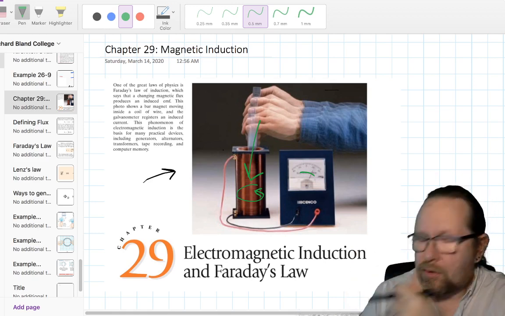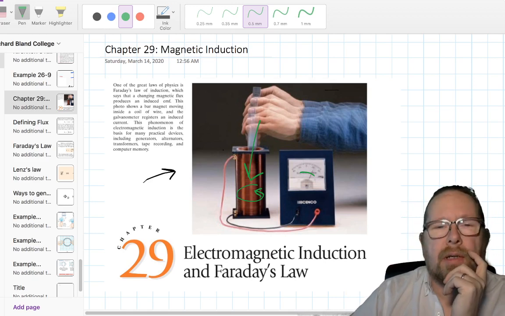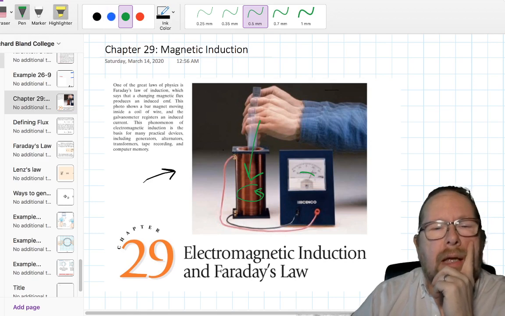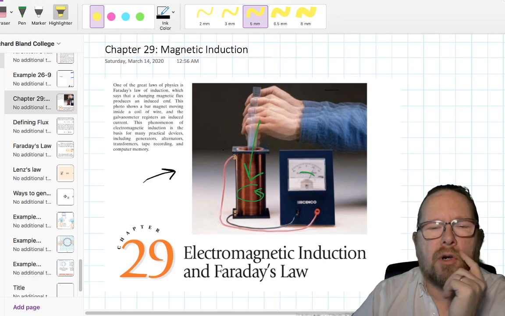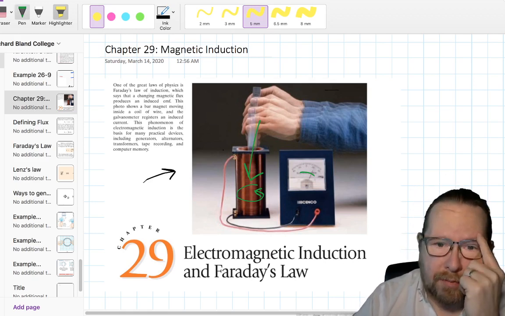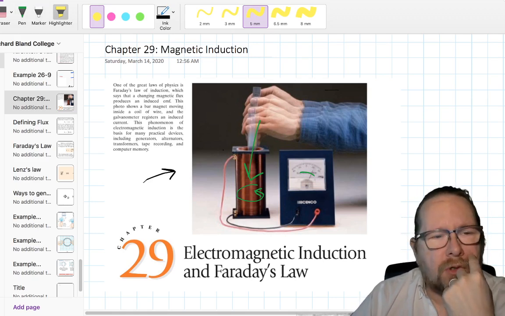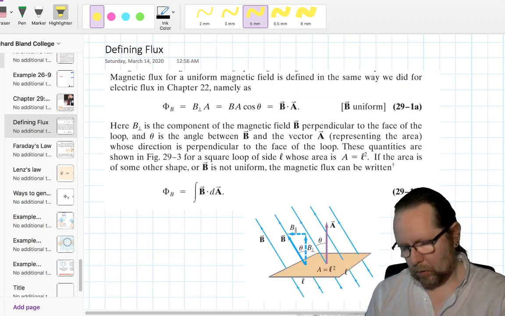Your book actually starts out with a description of exactly what I just talked about in the video, which is that if you've got a coil of wire and you somehow cause a changing magnetic field in that coil, that induces a current in that loop, or an induced EMF, a source of electrical potential difference, and that causes electrical charges to flow through that loop. So let's take a look at how we actually define this process quantitatively.